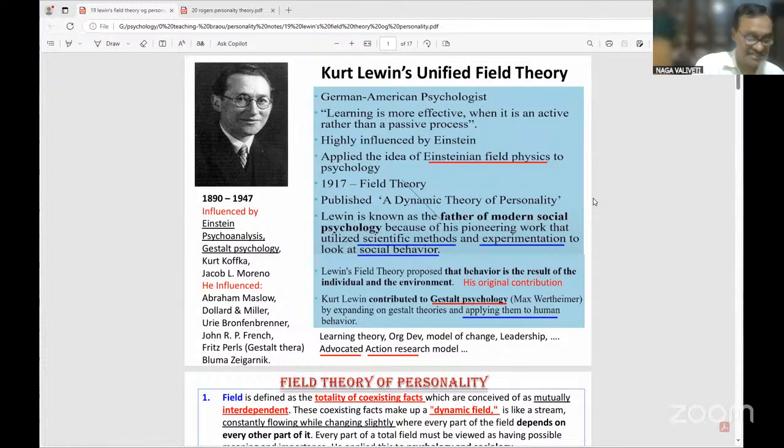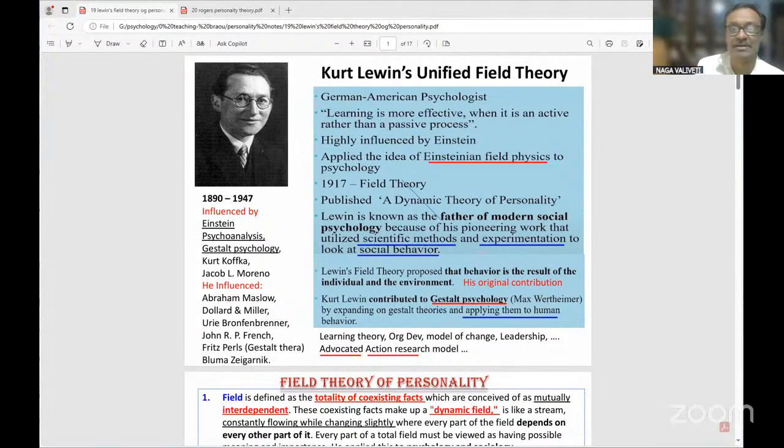Last week we discussed Dollard and Miller's stimulus response theory of personality, and then George Kelly's personal construct theory. George Kelly used a more scientific approach. It is a cognitive approach. We have two theories regarding cognition.